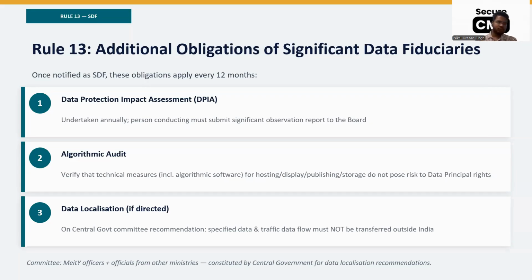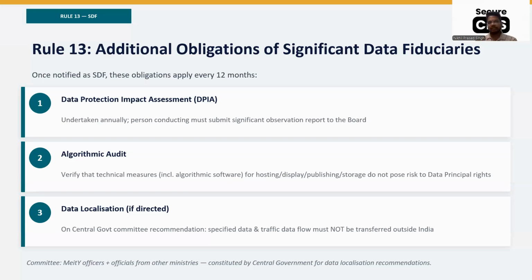Then there has to be an algorithmic audit also. They will verify the technical measures, how your software is functioning from the backend side, like hosting, publishing or storage, and whether those things pose a risk to the data principal's interest. It has not been particularly defined right now how this DPIA or algorithmic audit will be done.